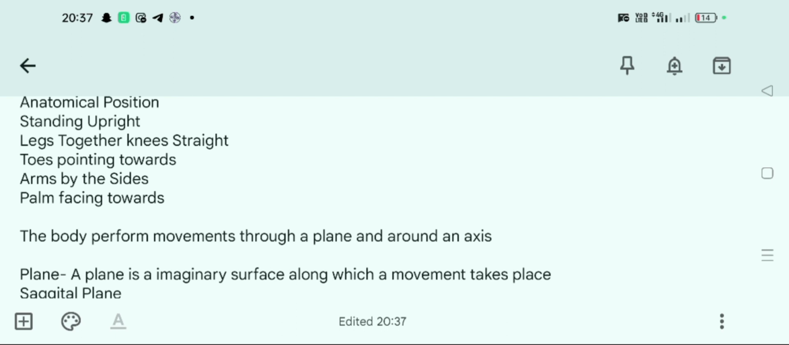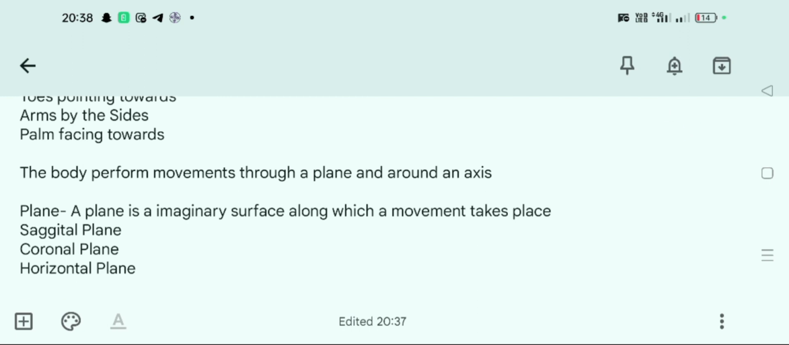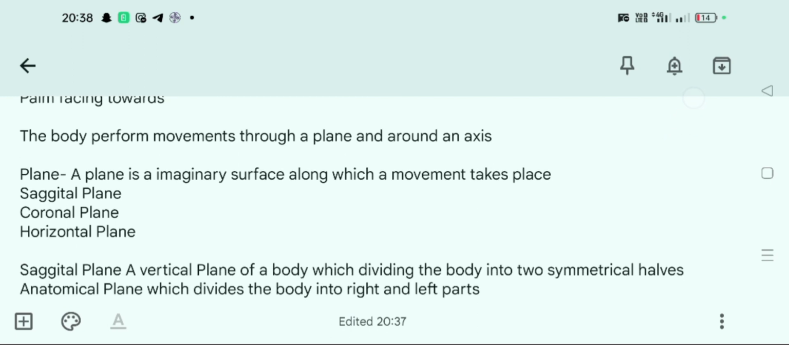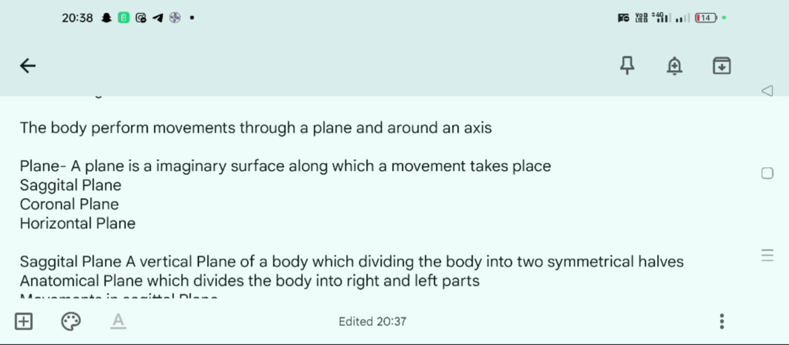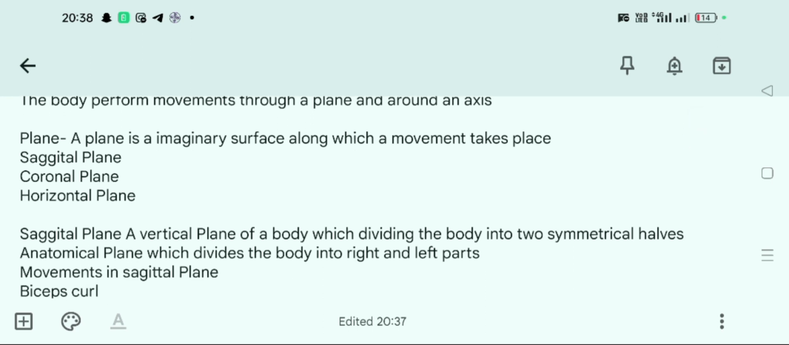Now we are going to explain the axis and plane. The body performs movement through a plane and around an axis. A plane is an imaginary surface along which a movement takes place. It means it is an imaginary surface where movements occur. There are three types of planes: sagittal plane, coronal plane, and horizontal plane.